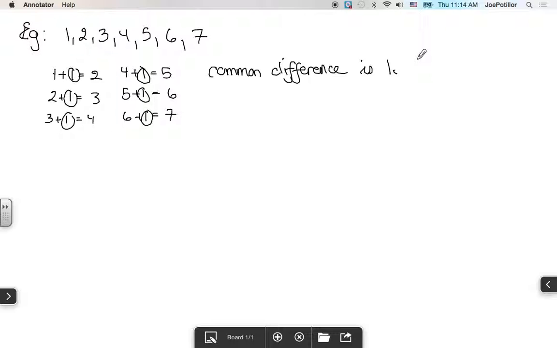So that's what we mean by an arithmetic sequence. That we can find some number that we add or subtract from it to get different numbers in the sequence. So now for the fancy definition of an arithmetic sequence.